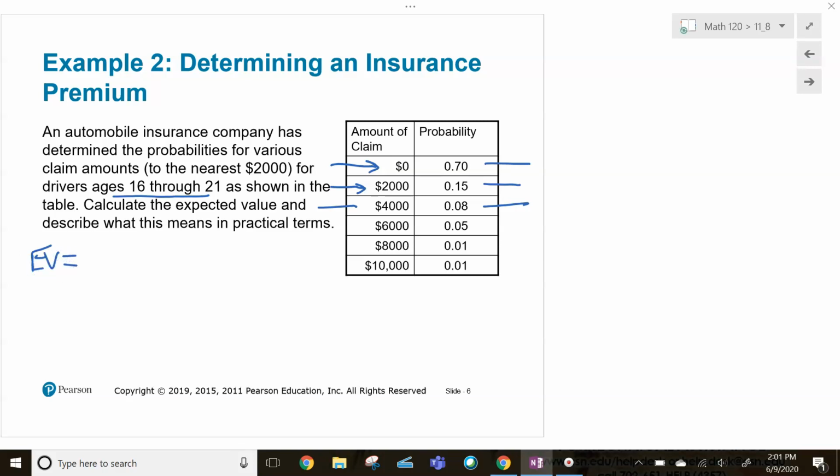Again, we take the outcome. The outcome is a $0 claim, and then we multiply it by its probability. Now we don't have to figure out the probability here. It's already given, so times 70%.